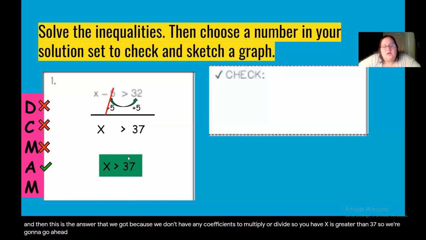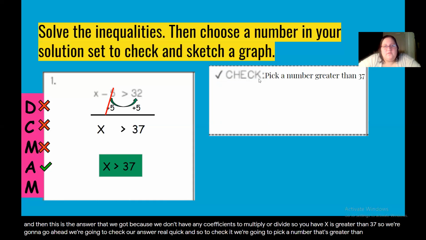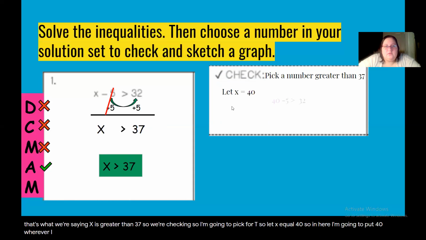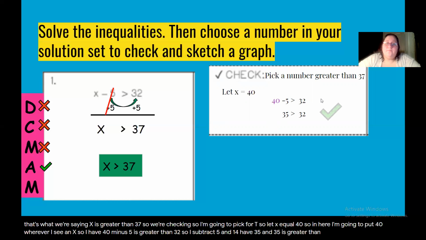So we're going to go ahead and check our answer real quick. To check it, we're going to pick a number that's greater than 37 because that's what we're saying. x is greater than 37. So I'm going to pick 40. So let x equal 40. In here, I'm going to put 40 wherever I see an x. So I have 40 minus 5 is greater than 32. So I subtract 5 from 40 and I have 35, and 35 is greater than 32. So our answer is correct.